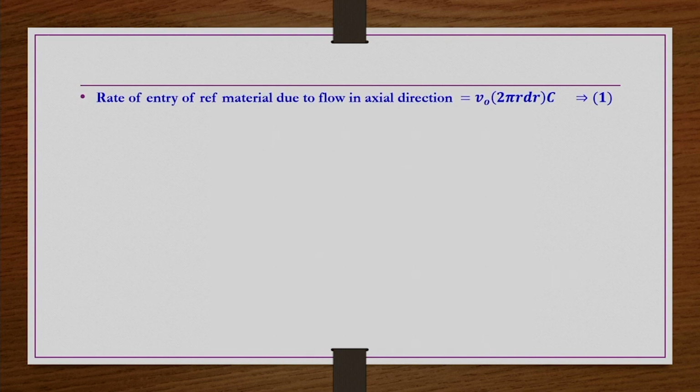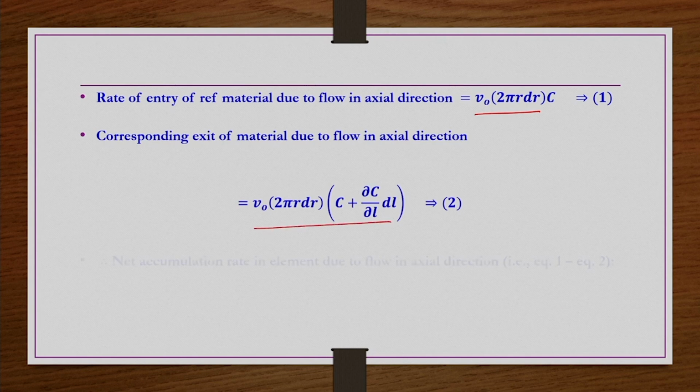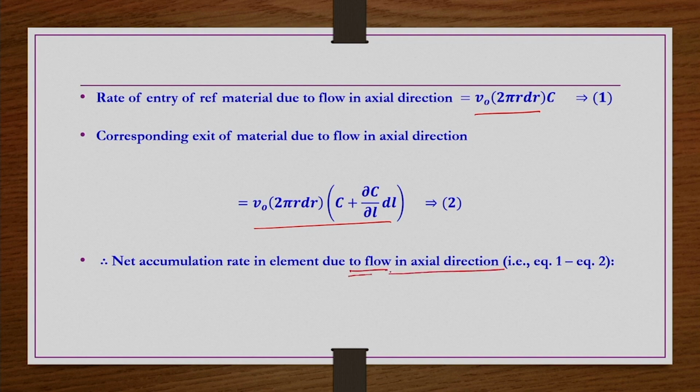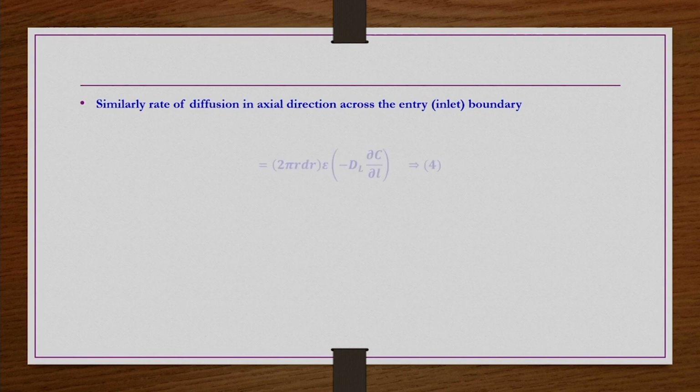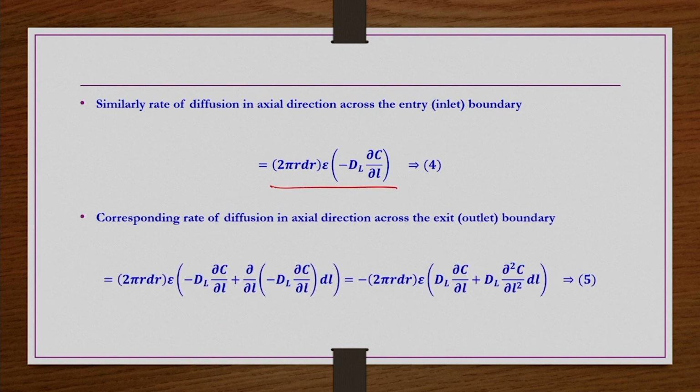So, rate of entry of reference material due to flow in axial direction is this one. Then the corresponding exit of material due to the flow in axial direction is this one, that we have seen in the picture. So, net accumulation rate in the element due to flow only in axial direction: this 1 minus 2 if you do, this is what you get, that is what we have written in the figure as well. Similarly, rate of diffusion in axial direction across the inlet, this is what we have written, and then the corresponding rate of diffusion in axial direction across the exit or outlet boundary is this one, that is what we have written. After simplifying this one we got.